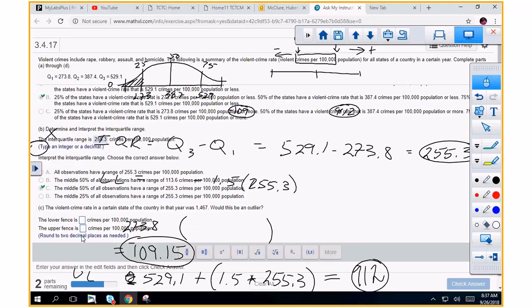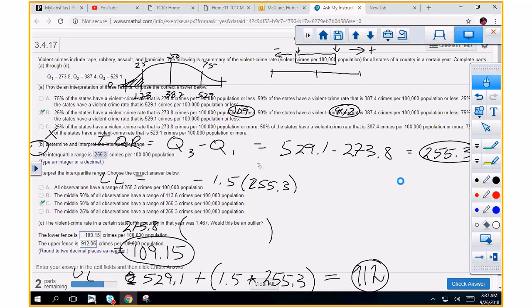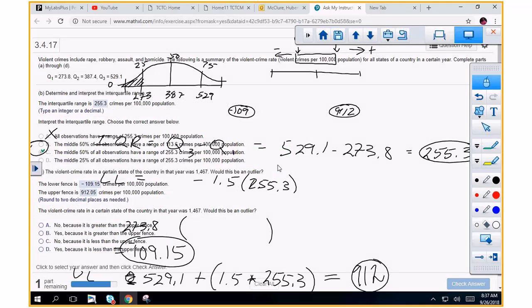And the lower fence is, what was our lower? Negative 109.15. And the top is 912.05. And it's going to ask for an outlier probably. Violent crime rate. Would 1400 be an outlier? Yes. That would probably be Chicago.